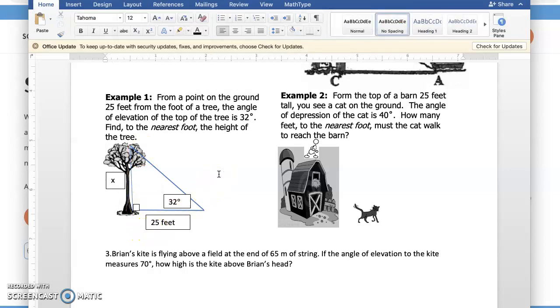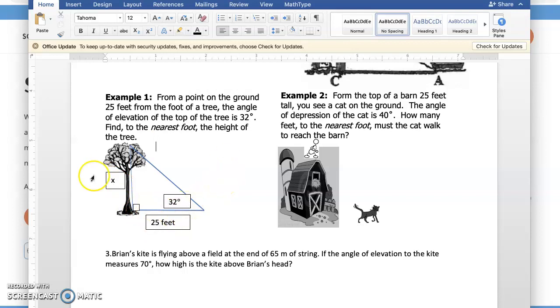Okay, now we want to think, what trigonometric operation makes the most sense to use? If I'm given this angle here, I see I have X as the opposite side and 25 feet as the adjacent side. So you're going to want to think about using the tangent ratio, because you have an opposite and an adjacent side.